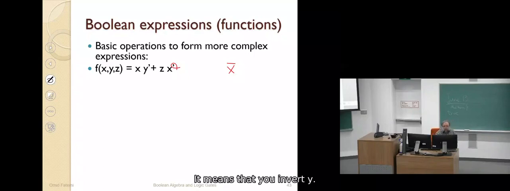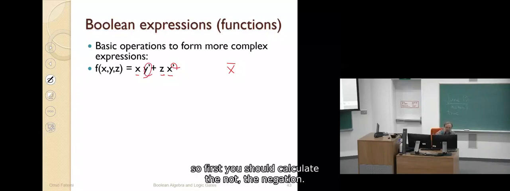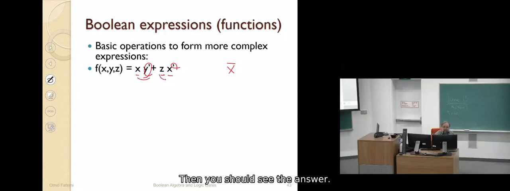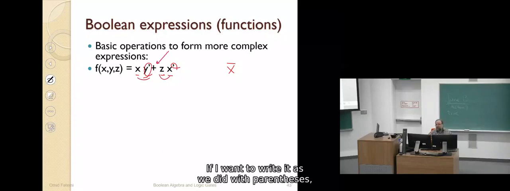It means that you invert y and then AND it with x. You invert x and then AND it with z, and then OR the results of these two together. Because we have talked about the precedence: first is NOT, then AND, then OR. So first you calculate the NOT, the negation, then the ANDs, and then the OR. If I want to write it with parentheses, it would be like that.